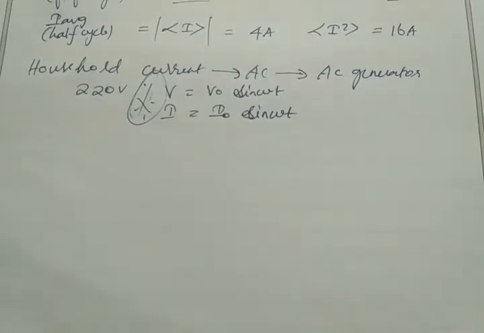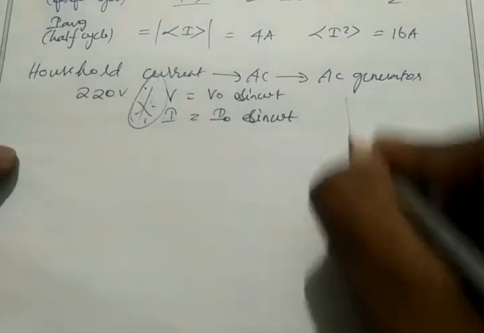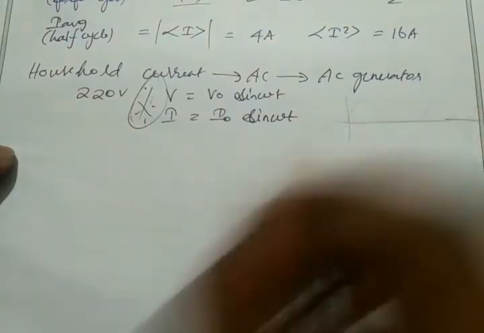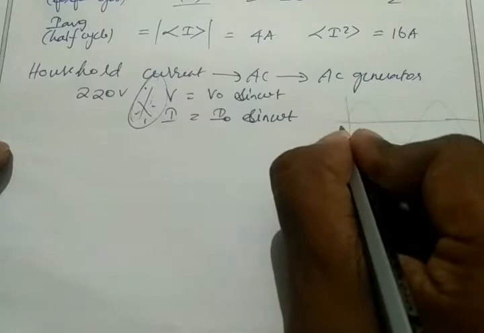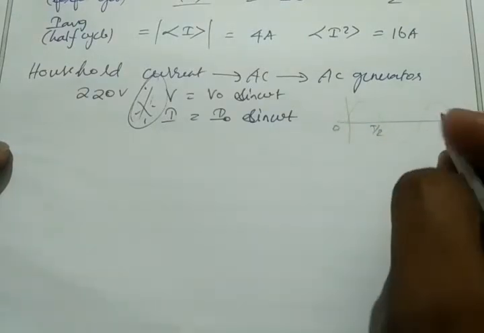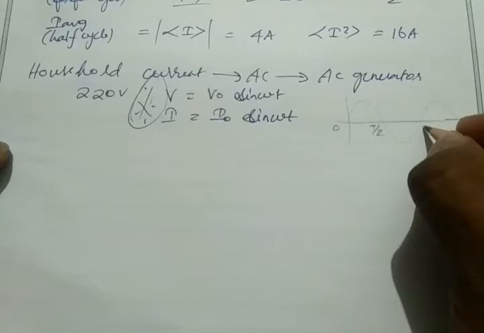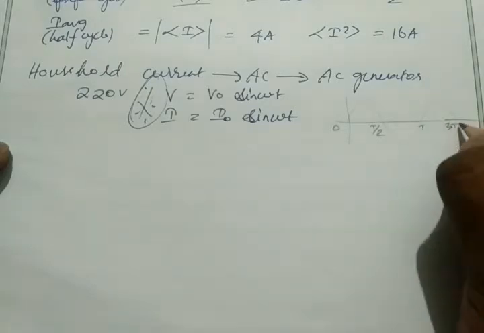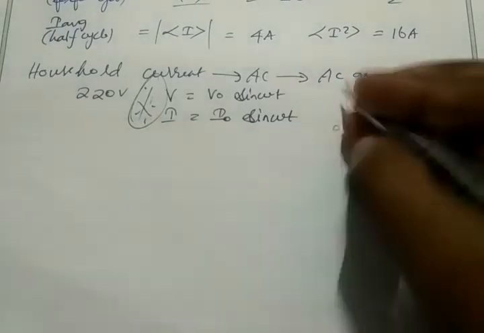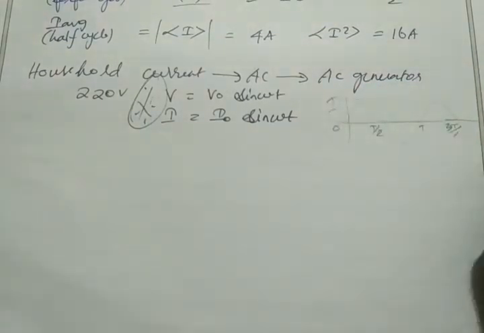So we have a graph for both, like a sinusoidal wave. Initially it will be 0, then T by 2, and here we have T, 3T by 2, 2T, so it goes on, for current and time. For voltage also we have the same type of graph.